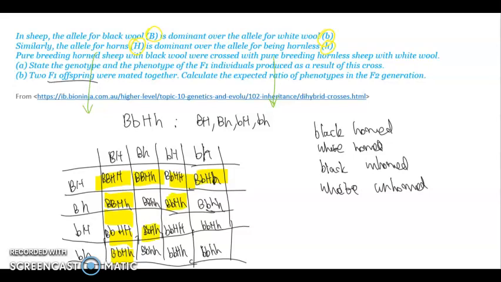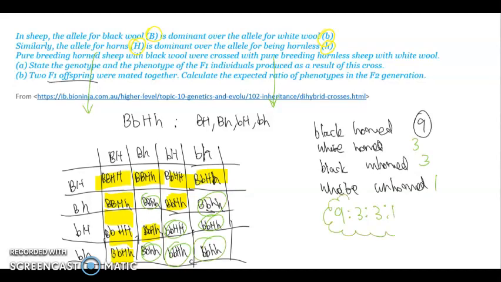So that's 1, 2, 3, 4, 5, 6, 7, 8, 9. I don't think there are any other black horns, so we have 9 black horns. Let me draw that in a brighter color. 9. Let's see, white horn. We have white horn, white horn, white horn. So 3 white horn. Black unhorned, we have this one, and this one. So 3. And white unhorned, we have 1. So we get a 9 to 3 to 3 to 1.